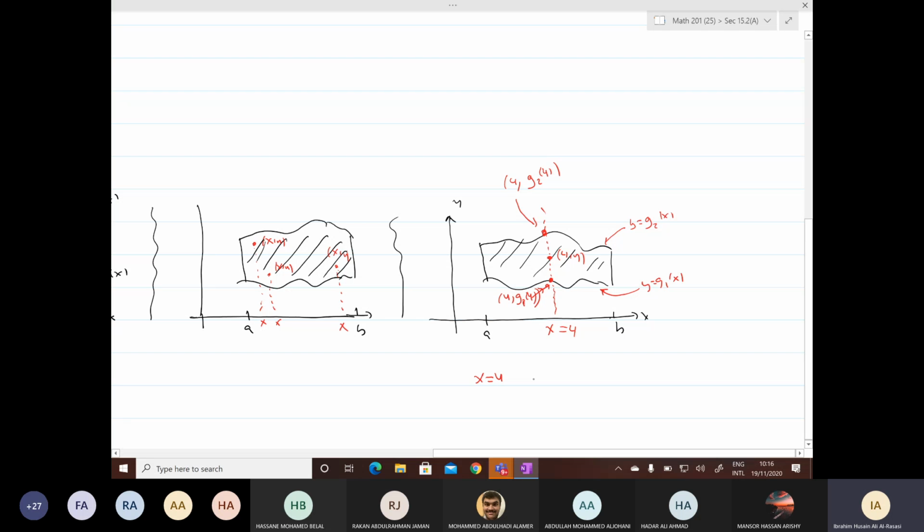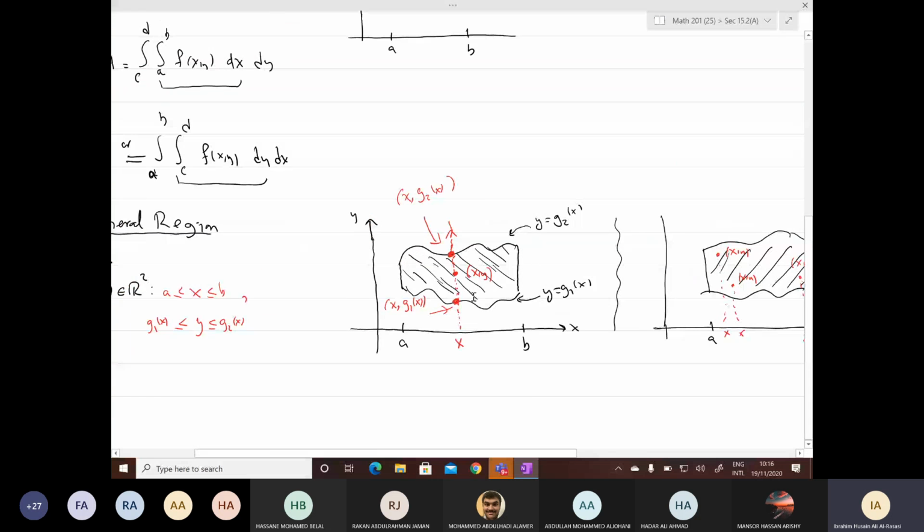So y will be between g1(4) and g2(4). In this case, I covered all points on this line in the region. If I move x around, I will cover other points on different lines. So when you take any x in general, the possible values of y will be between the y coordinate of this point and the y coordinate of this point, that is, between g1 and g2, and we write y from g1 to g2. So this is for y.